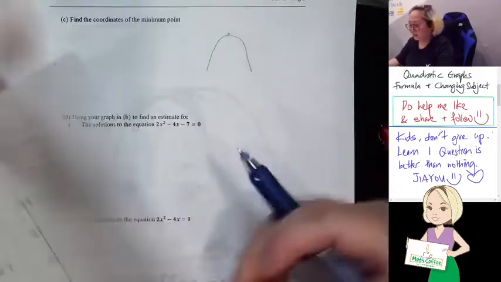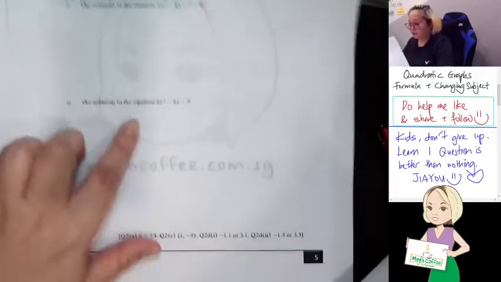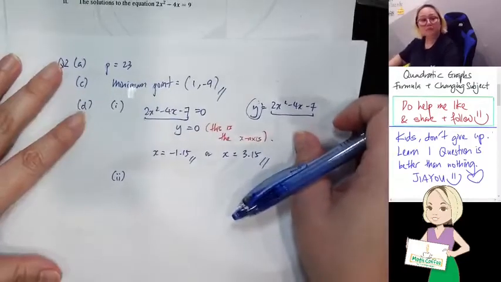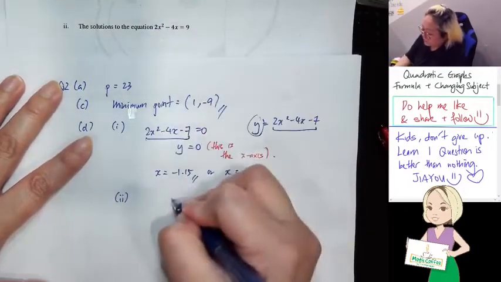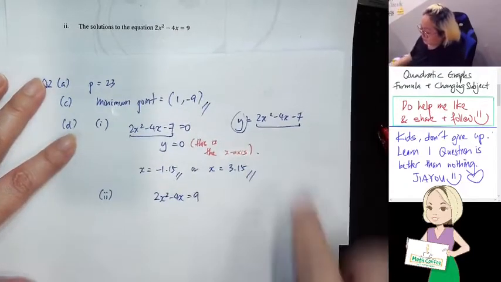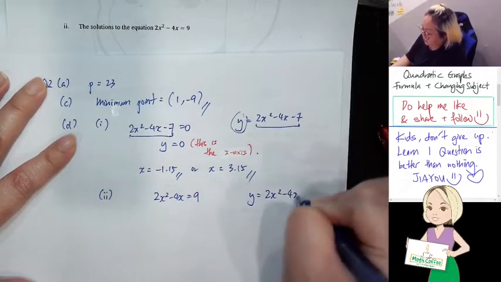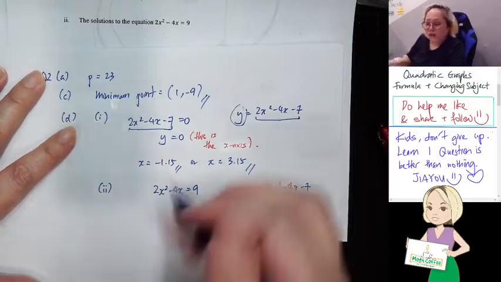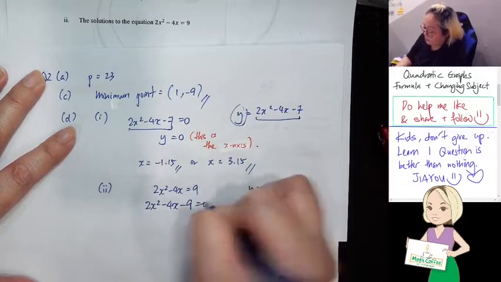Okay, so let's see part 2. The solution to the equation whereby, okay, I'm going to write here, see here. Write out the equation they asked me to solve. They say 2x squared minus 4x equals 9. So remember, I asked you to write out the equation of the curve. You can write at the side. So what you need to do is throw everything to the left hand side first. So I have 2x squared minus 4x minus 9 equals 0.